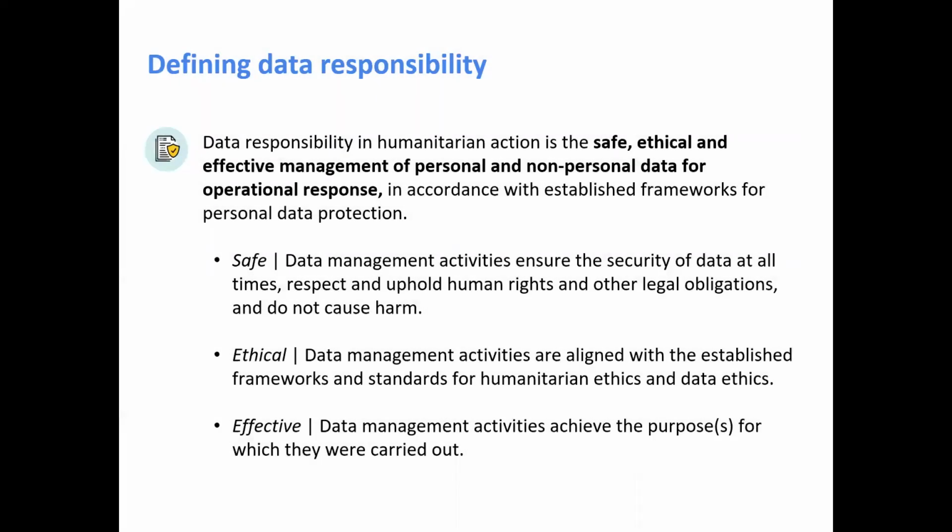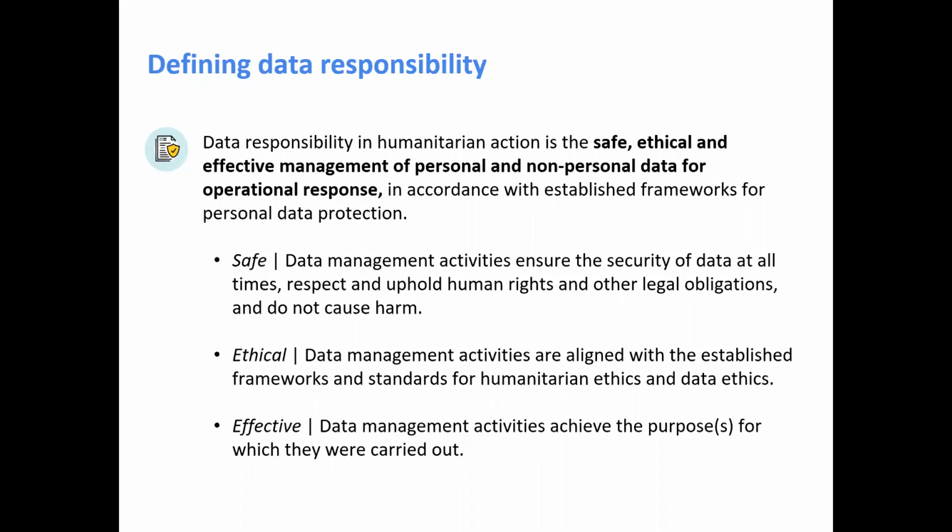Before we go into the details of the guidance itself, we thought it would be useful, as is typical in PIM, to start by defining some key terms. To be able to move forward on data responsibility, the humanitarian community first needed a shared, agreed upon definition of what data responsibility is in the first place. As you see here, data responsibility is defined as the safe, ethical, and effective management of personal and non-personal data for operational response, in accordance with established frameworks for personal data protection. Then each of these three adjectives are defined, a bit like we did to define PIM as systematic, principled, and collaborative.